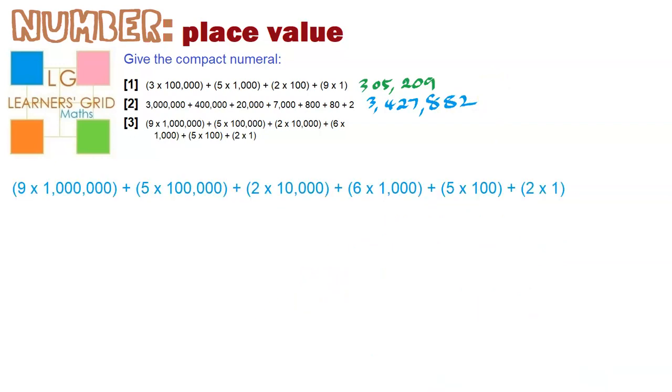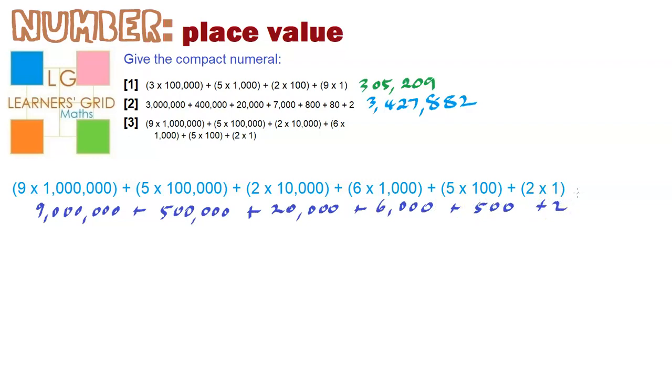And for the last one, yep, this one's fully expanded. So let's just tidy this up a little bit. So 9 times a million is 9 million. Plus 500,000. Plus 20,000. Plus 6,000. Plus 500. Plus 2. So if I was to add all these up by the column method, I'd be going like this.